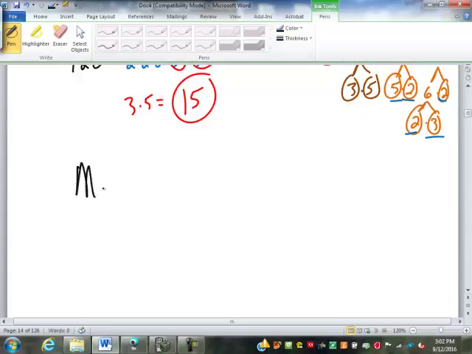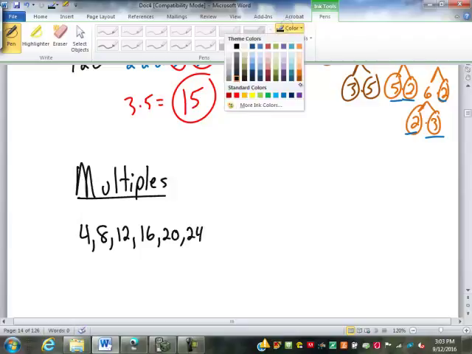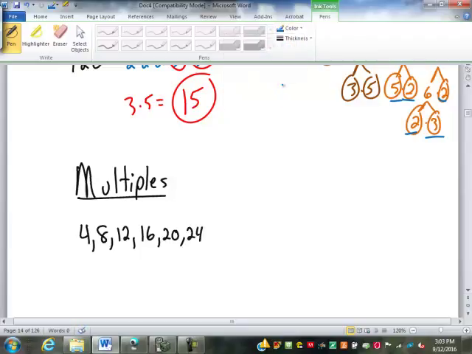Next, we talk about multiples. I mentioned memorizing multiples of 8 or 4. A multiple is basically the numbers you'd get if you counted up by that number. 4, 8, 12, 16, 20, 24. Those are all the multiples of 4. The reason they're called multiples is they are created by taking 4 and multiplying it.